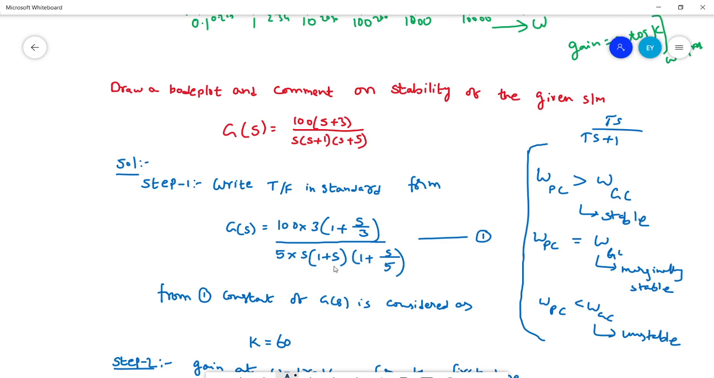Once we get into standard form, the coefficient is considered as K. In the numerator we have 100 into 3, and in the denominator we have 5. So 300 by 5 gives K, which is 60 in this case, right?